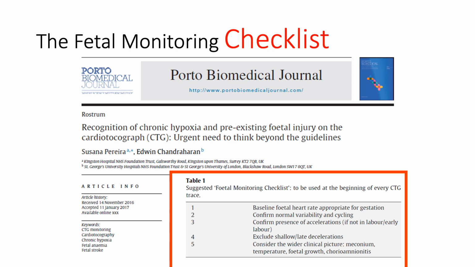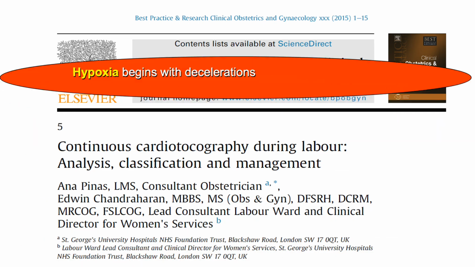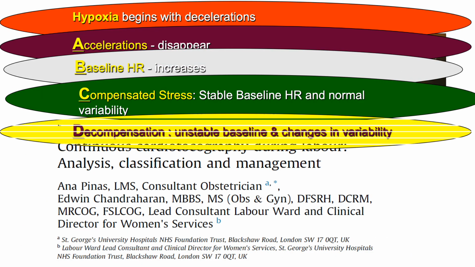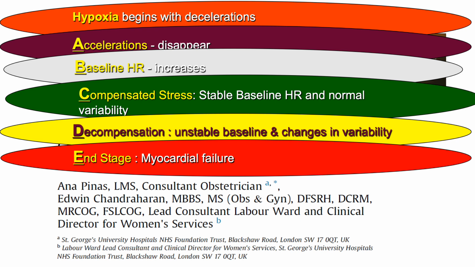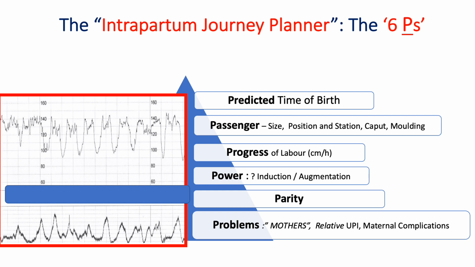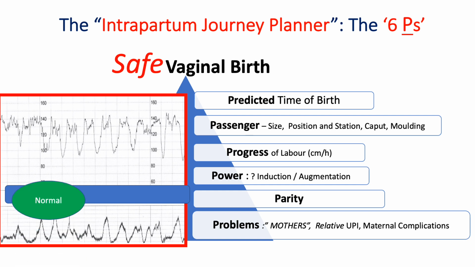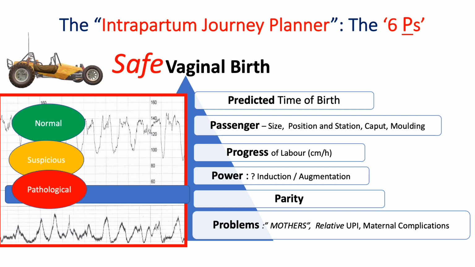So to conclude, each time when we see a CTG trace, let's first ask a question: is this fetus fit for labor? Then let's use fetal physiology to understand the type of hypoxia and the fetal responses to stress. And let's not forget that CTG is only one part of the puzzle. We need to have an intrapartum journey planner. We need to find out, to achieve safe vaginal birth, let's stop calling it normal, suspicious, pathological.